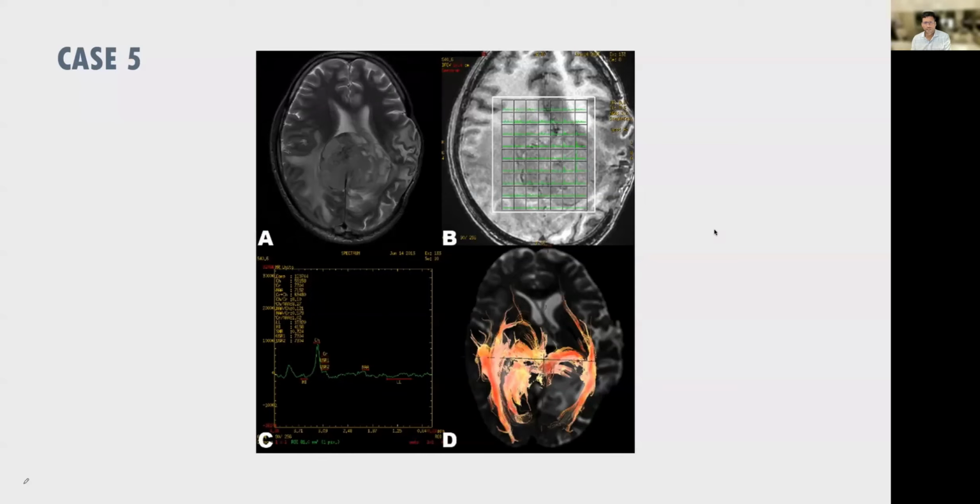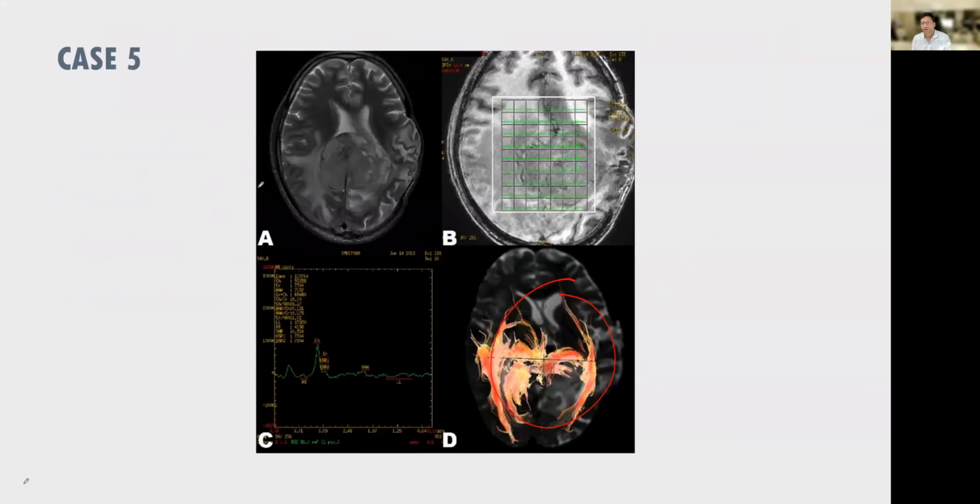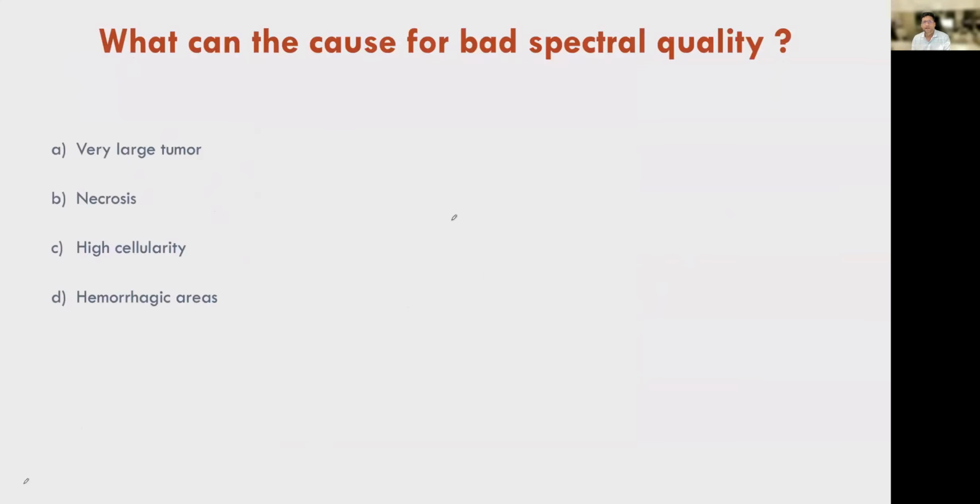Okay, see this tumor. So this is diffusion tensor imaging. You would have got the diagnosis. Now, diagnosis is not the question here. The question is, what can cause bad spectral quality? In this case, we got a very bad spectrum. I didn't like it. It's like there is no ECG, no more peaks, just high creatinine. What can cause bad spectral quality? Very large tumor, necrosis, high cellularity, hemorrhagic areas.